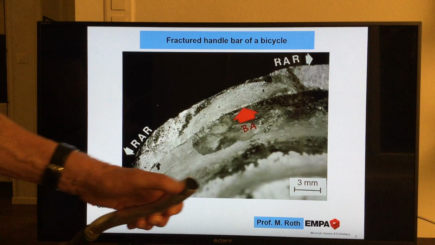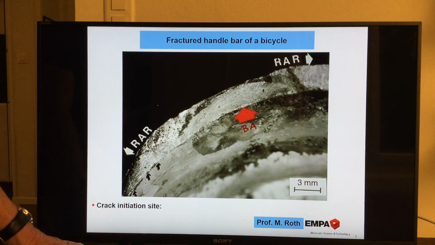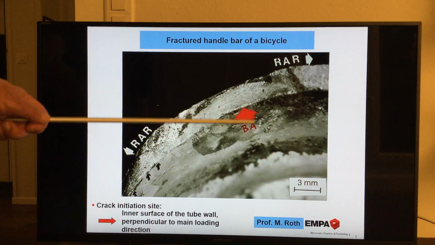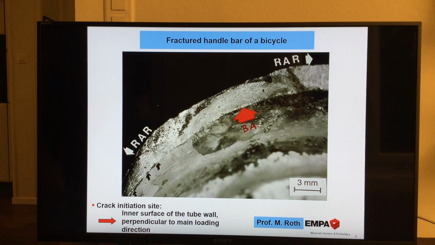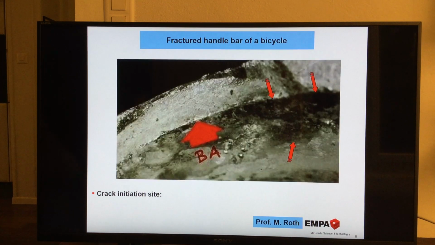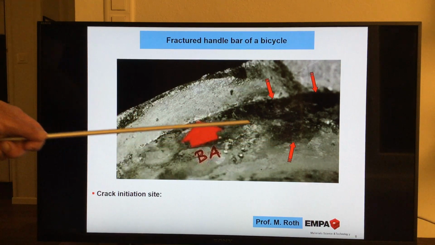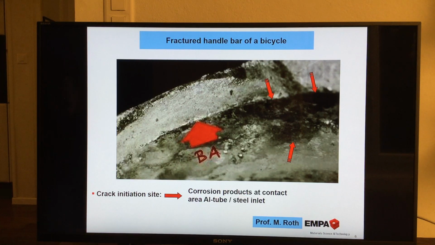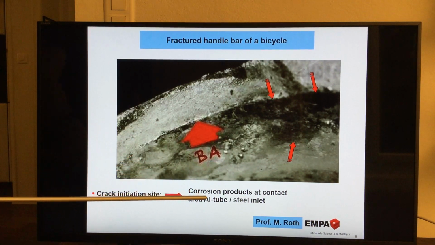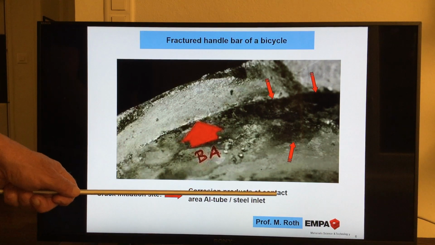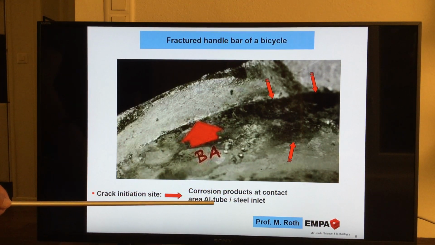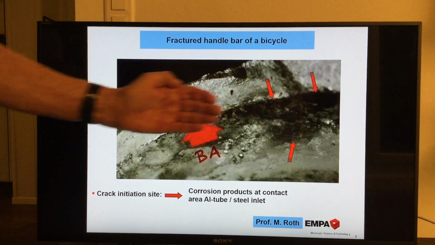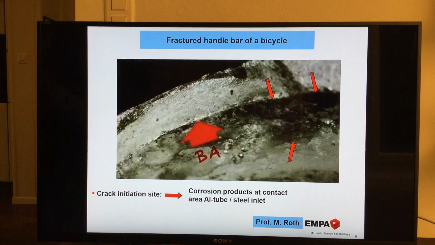We watch here inside in that tube, and we realize here on this inner surface there is again our crack initiation site. And secondly, what we realize is that in this area inside there are these black spots, and these black spots clearly stand for corrosion products, and it's exactly at the contact area between the aluminium tube and the steel inlet. Of course, we have to imagine the steel inlet is now removed, so that we can nicely watch this.